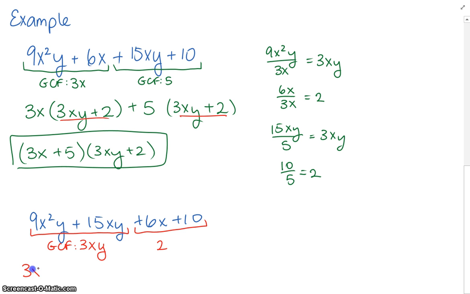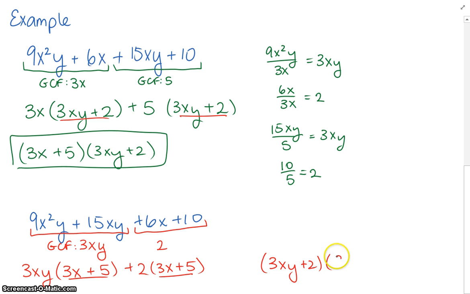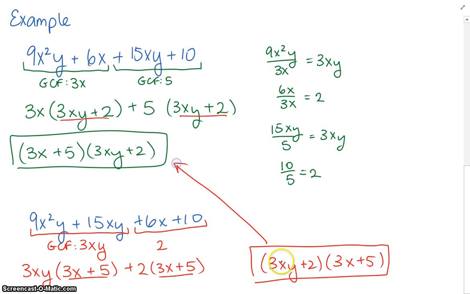So 3xy will go on the outside. You'll be left with 3x plus 5. And on the second part, you'd have 2 and 3x plus 5. Key thing, same thing in the brackets, which you do. So you can write it as 3xy plus 2 and 3x plus 5. It's exactly the same thing. Multiplication is the same thing if you go 2 times 3 versus 3 times 2. The order doesn't matter. So, as long as you create two groups, and when you factor out the greatest common factor, you get the exact same thing in the brackets, you'll end up with the same factored format.